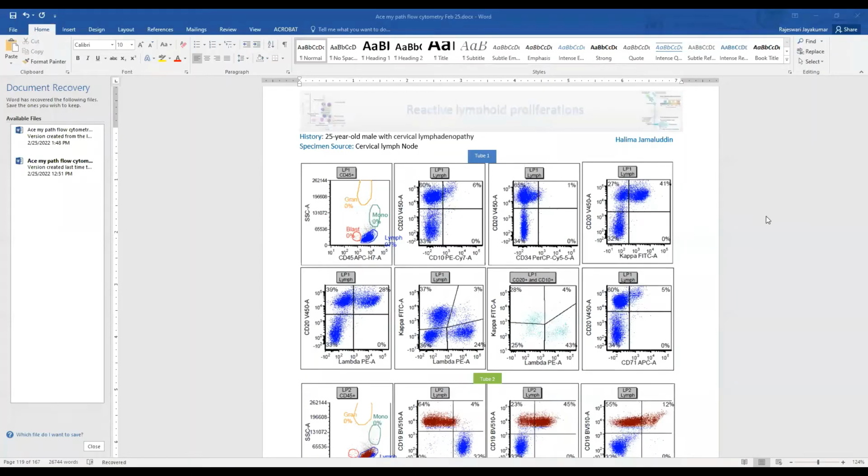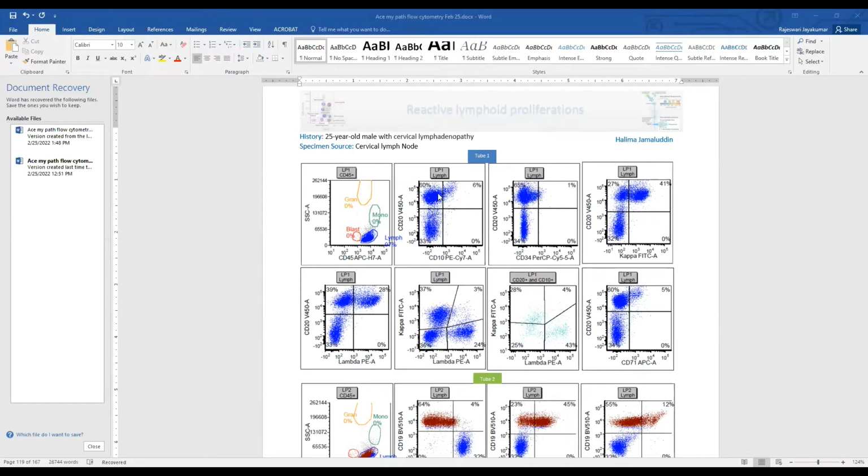Hello everyone, we are now going to go over a lymph node flow cytometry from a 25-year-old man who presented with cervical lymphadenopathy. So this is a lymph node specimen. As we expected, the majority of the cells are in the lymphocyte gate that is characterized by bright CD45 expression and low side scatter.